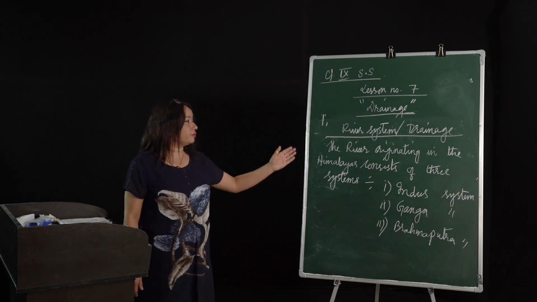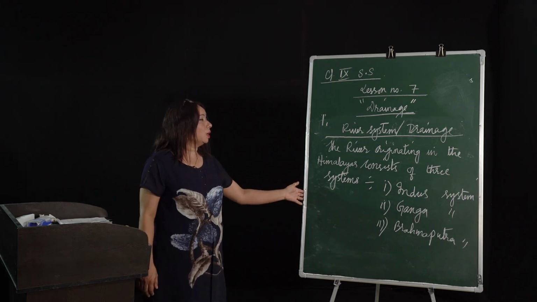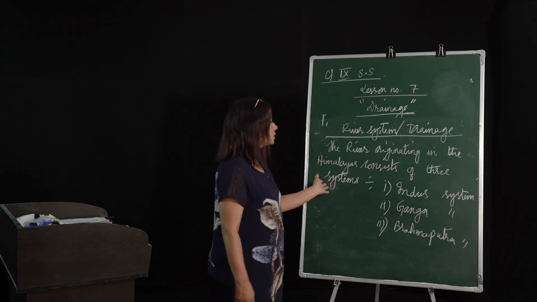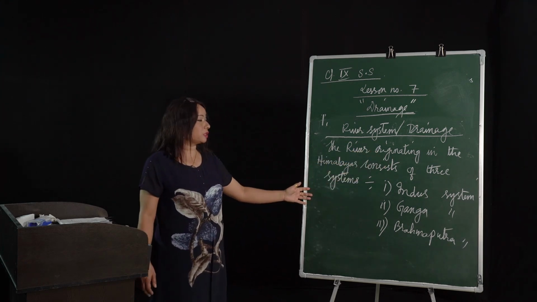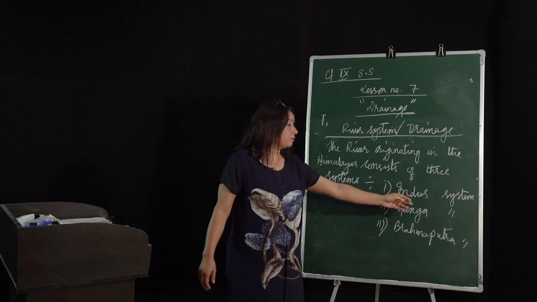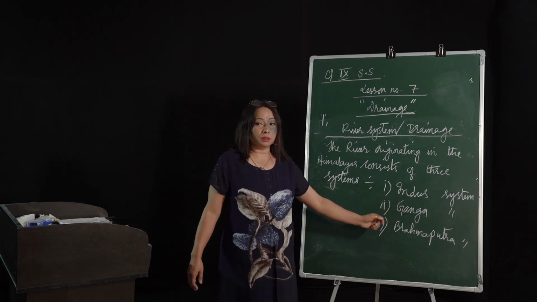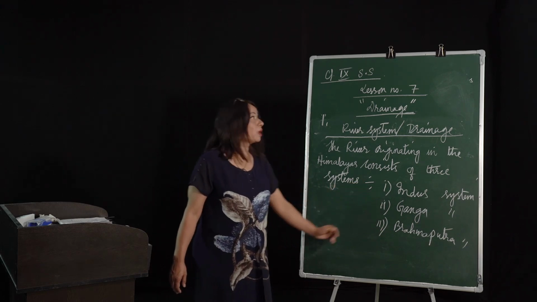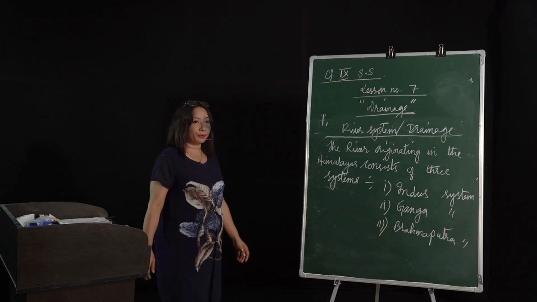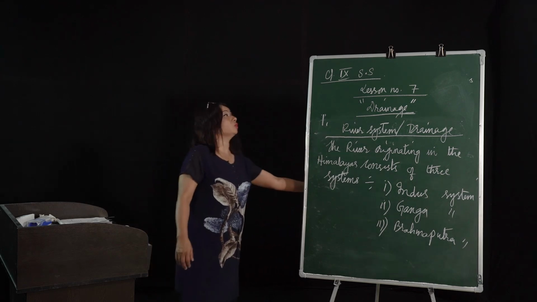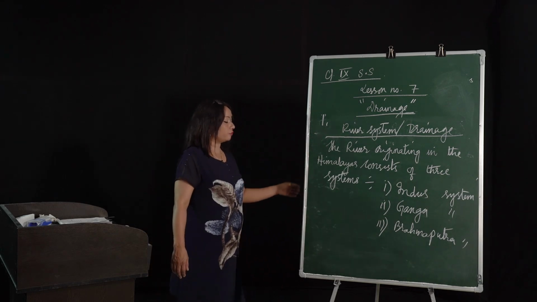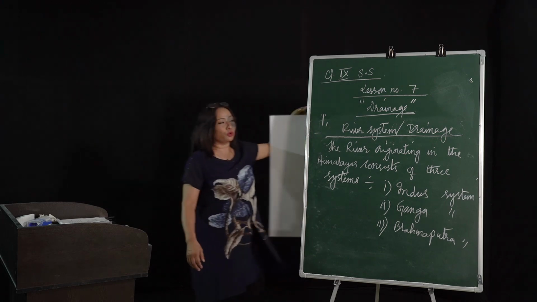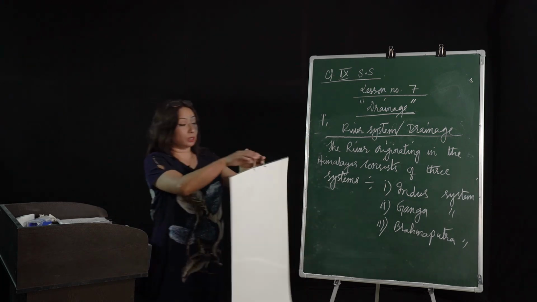The Himalayan river system, the rivers that originate in the Himalayas, consists of three river systems: the Indus river system, the Ganga and the Brahmaputra. I wanted to show you on a physical map, but because of the lockdown, I am sorry, I could not get hold of one.